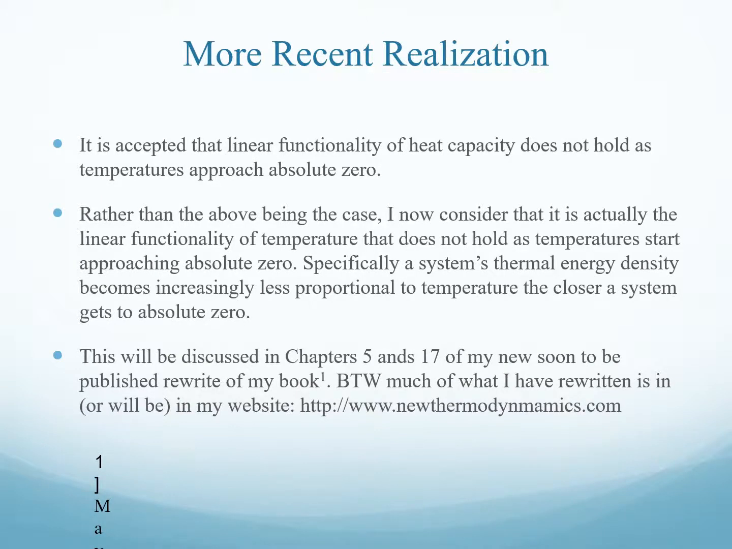However, I have to emphasize a new, more recent realization. So we'll leave the probability function for a few minutes here and we'll talk. It is accepted that the linear functionality of heat capacity does not hold as temperatures approach absolute zero. Now I don't believe that in the least. Rather than the above being the case, I now consider that it's actually the linear functionality of the parameter temperature that does not hold as temperatures start approaching absolute zero. And this specifically means that as a system's thermal energy density becomes increasingly less proportional to temperature, the closer a system gets to absolute zero.